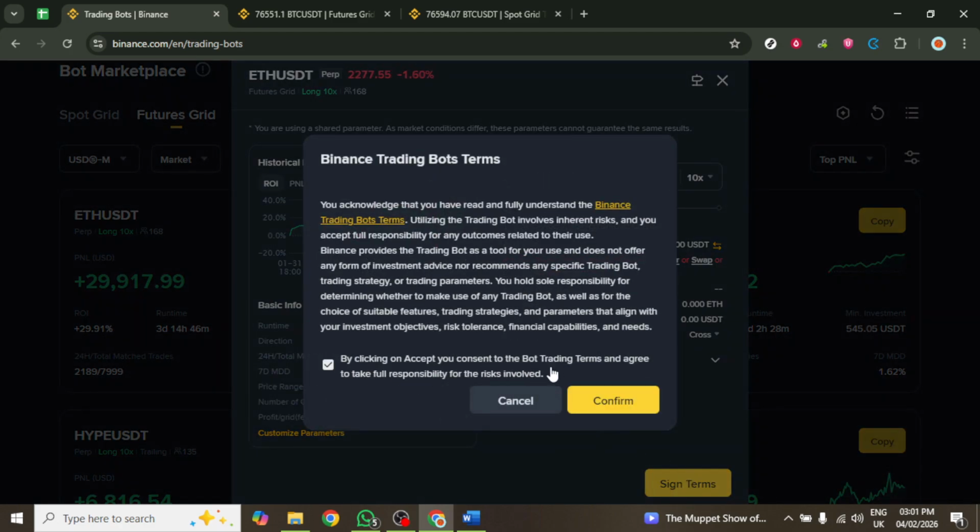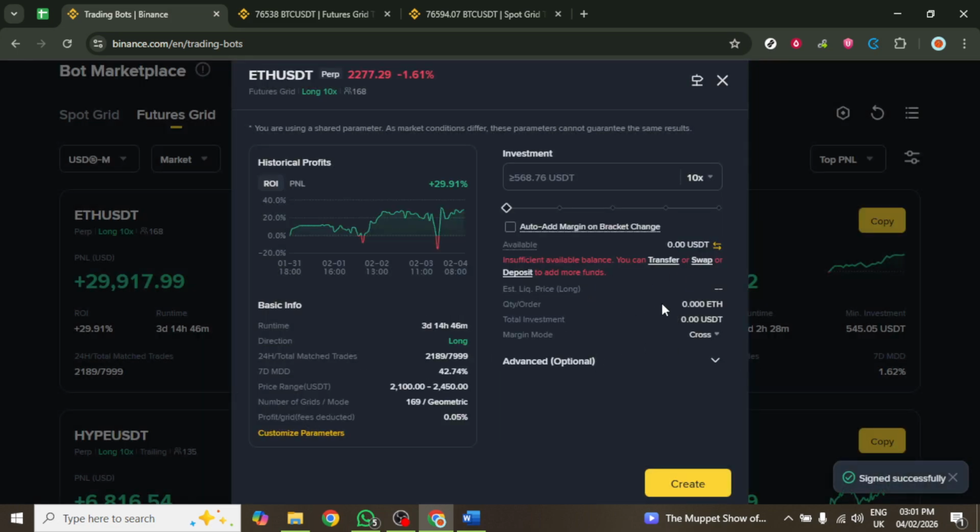Remember, while bots can assist in trading, they should not be relied upon entirely. They serve best as supportive tools in your trading strategy.